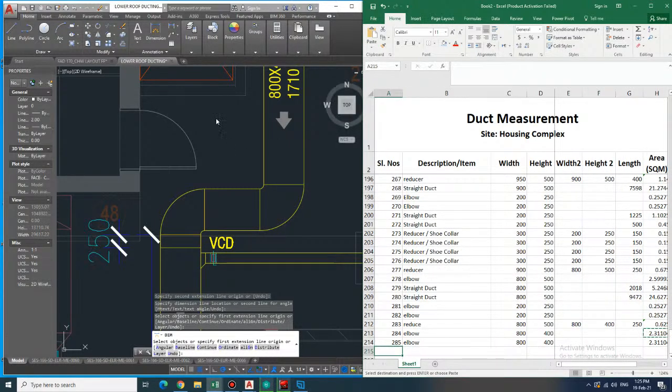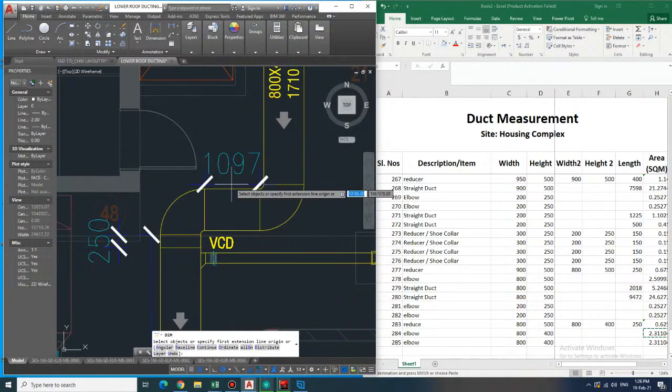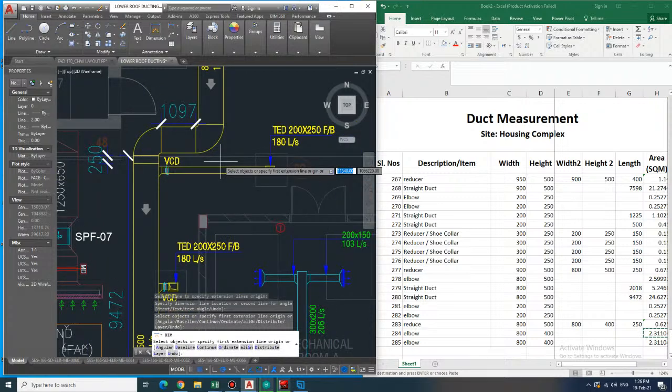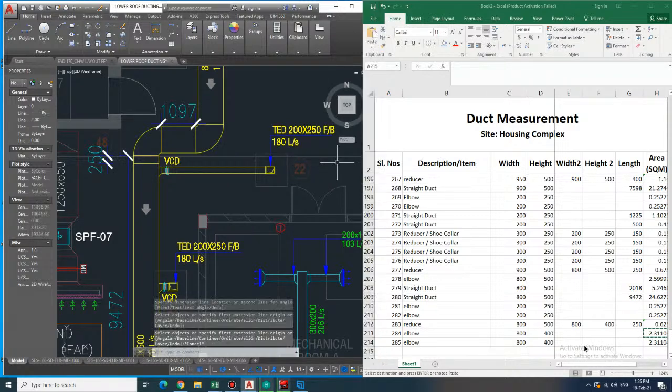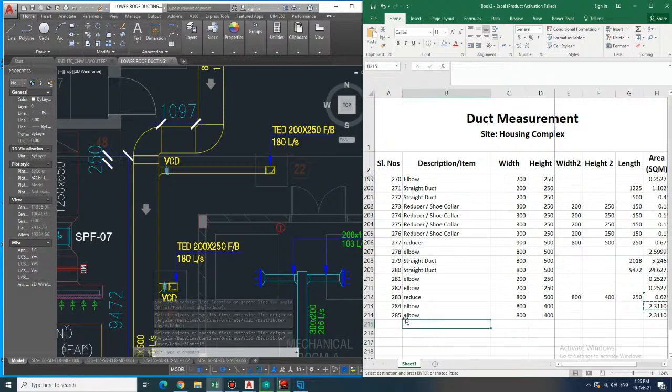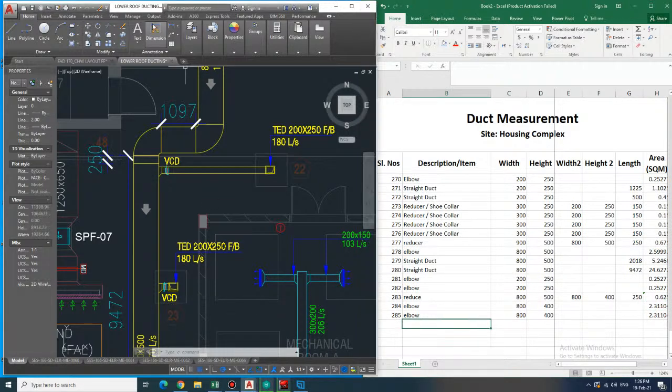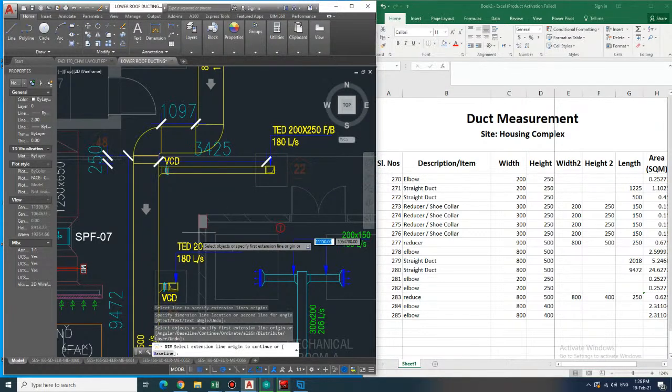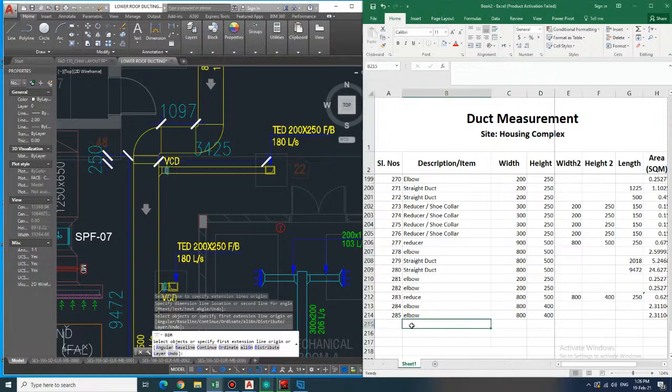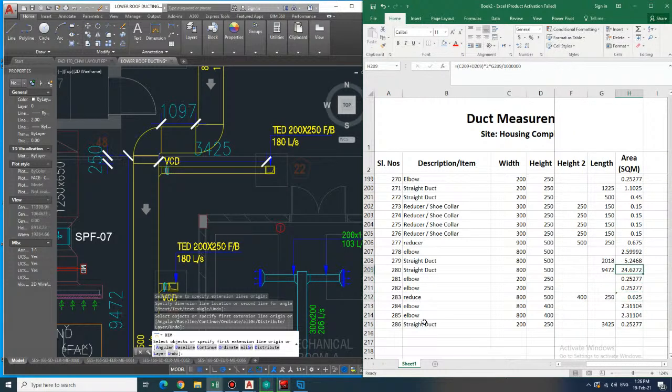That's okay. I'm going to the straight duct. Did we consider this straight? No. We considered only the elbow. So to show color, the straight duct we need to consider. Okay, wait. 286, straight duct, 200 by 250, length 3425. Straight duct equation.